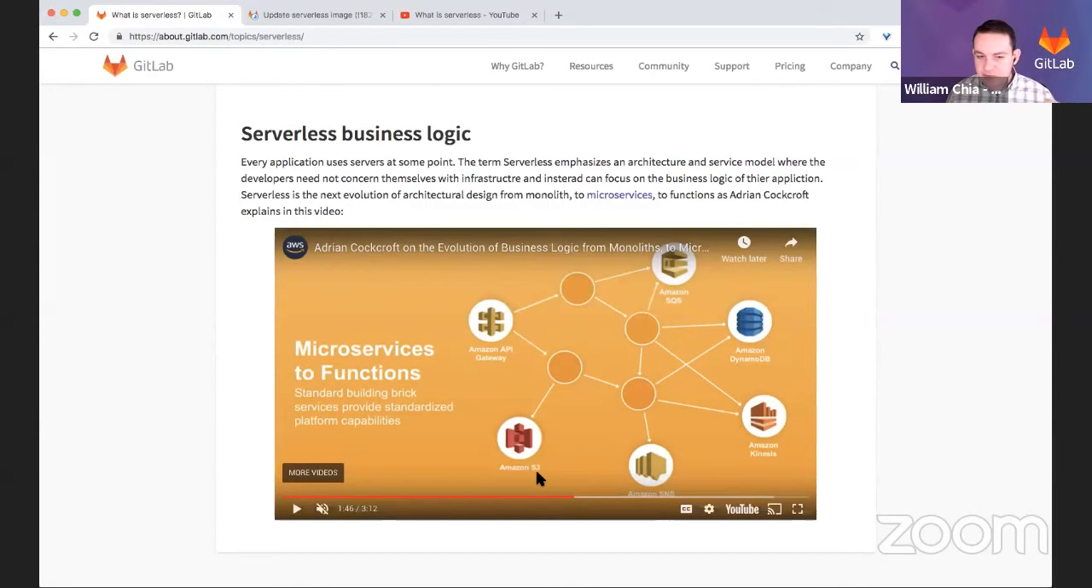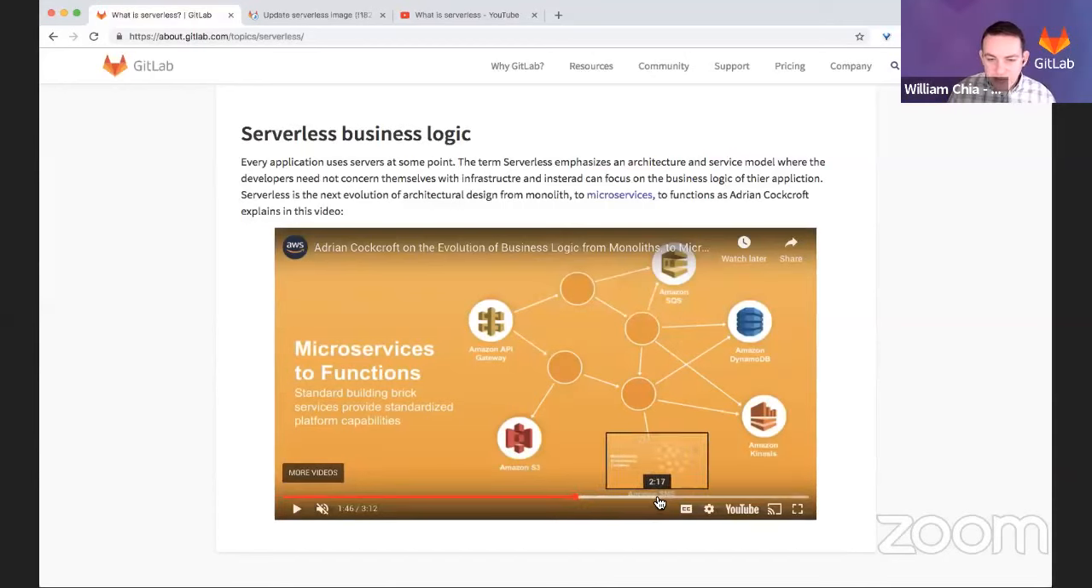Everybody needs a database, everybody needs storage. And so Amazon and all the cloud providers have these services. Often when you're using a serverless architecture, you take advantage of these services. And so you can see here a very simplified architectural model, and these represent a microservice. So you might have a microservice that interacts with these various components.